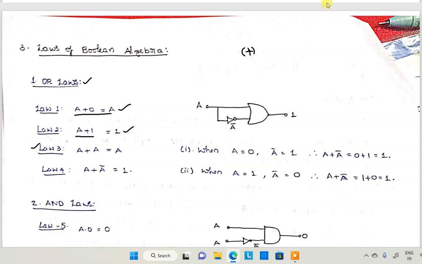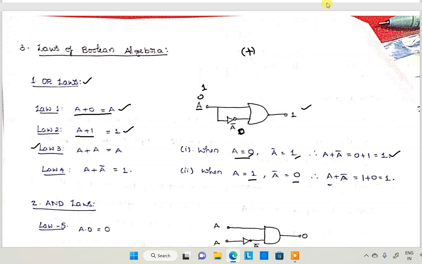Next, the third law. Before moving to the third law, just see this particular diagram. In that, a and a bar are given to this particular OR gate. So you may expect 1. How is it? Whenever a is equal to 0, a bar is equal to 1. Here OR is nothing but plus, so a plus a bar is 0 plus 1, which is equivalent to 1. Next, when a is equal to 1, a bar is equal to 0.